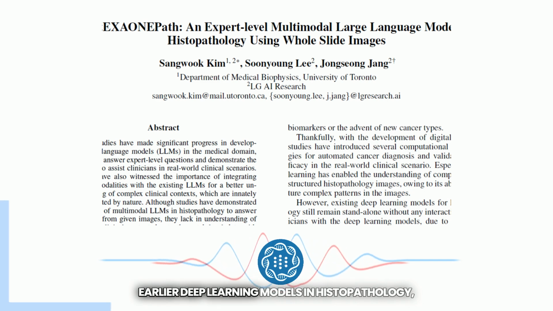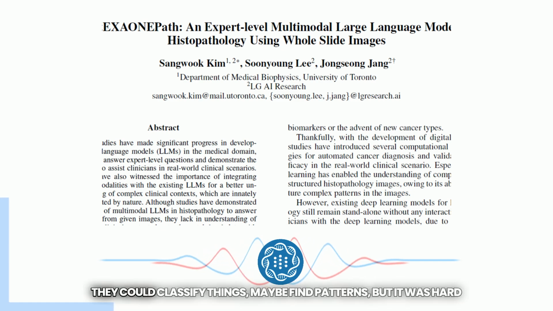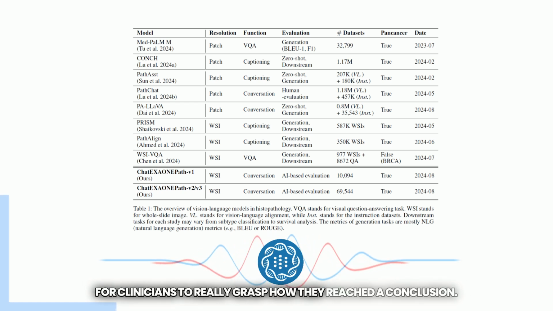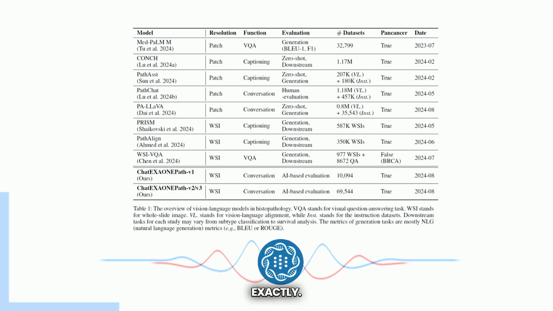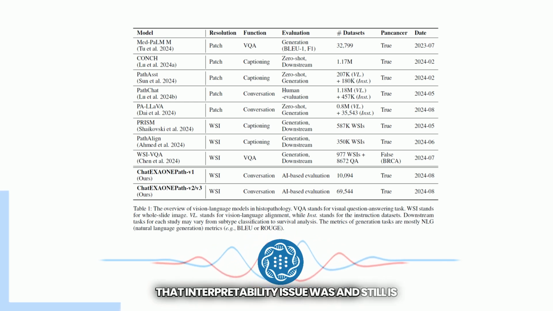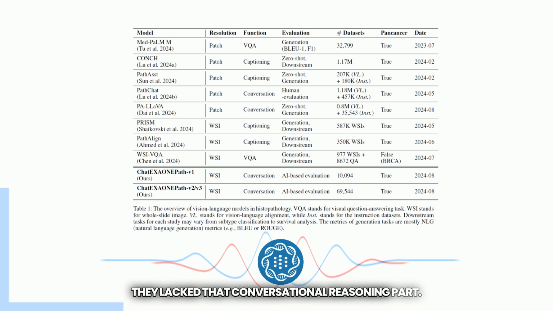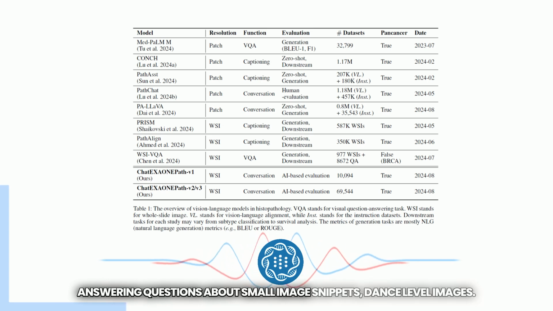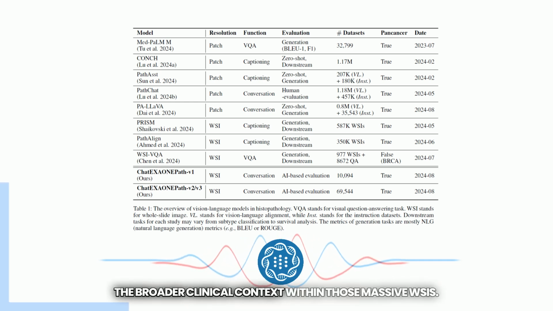Earlier deep learning models in histopathology, they often felt like those black boxes we mentioned. They could classify things, maybe find patterns. But it was hard for clinicians to really grasp how they reached a conclusion. They couldn't really explain their reasoning in a human, understandable way. Exactly. That interpretability issue was, and still is, a major hurdle for clinical adoption. They lacked that conversational reasoning part. And while the newer LLMs have shown promise with medical text and even answering questions about small image snippets, they've really struggled with the bigger picture, right? The broader clinical context within those massive WSIs. That's been a real bottleneck.